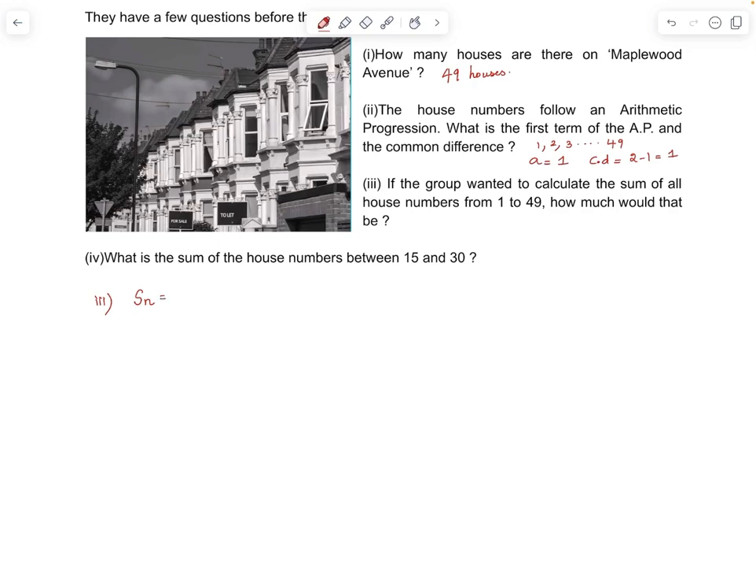Sn is equal to n by 2 times (A plus L). We use this formula because we know the first term and the last term. So S49 is equal to 49 by 2 times (1 plus 49), which is 49 by 2 times 50, 49 times 25, which is 1225.